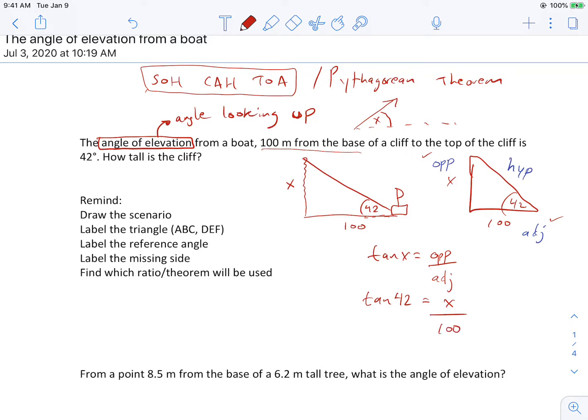Okay, at this point you can go ahead and take that tan 42 and turn it into an actual number, and that number is 0.9 equals x over 100. And here you can multiply both sides by 100, or just multiply diagonally, whatever you'd like. So we multiply both sides by 100, and we get x equals 0.9 times 100, x equals 90.